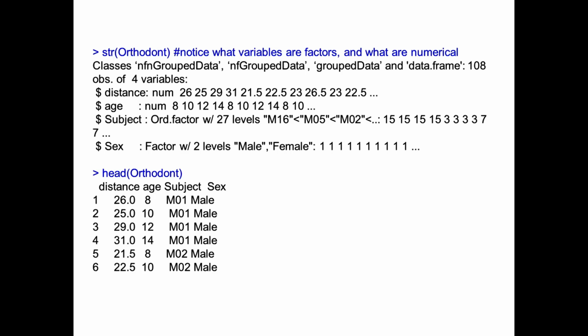And then the next call down here is just saying head, and what it does is it gives you just the first couple lines of your data, just so you get a sense of what the data looks like. So again, you have the dependent variable, distance, age, subject, and sex there.